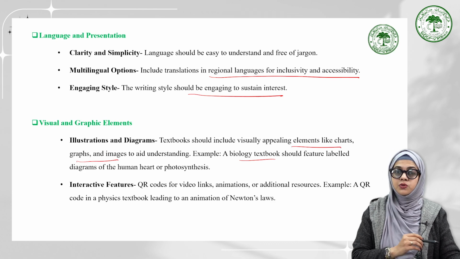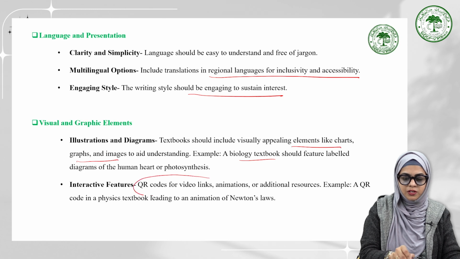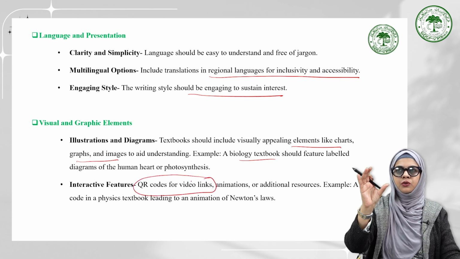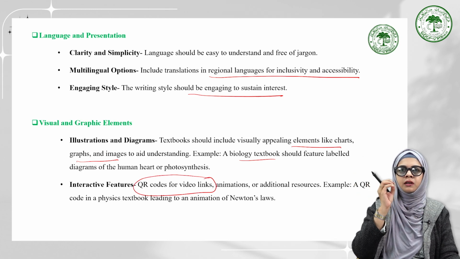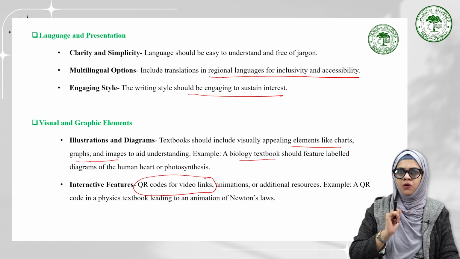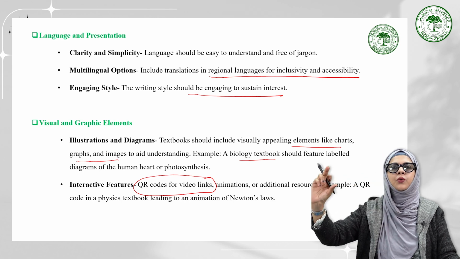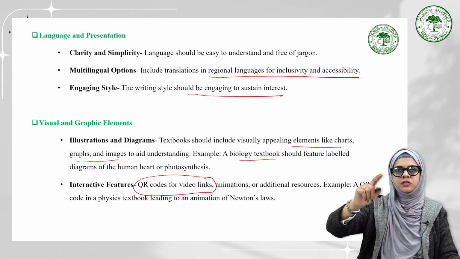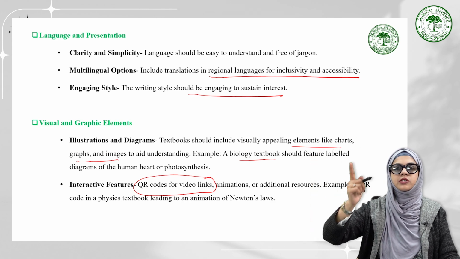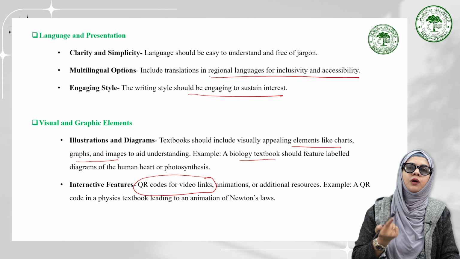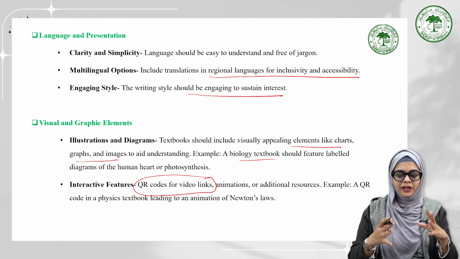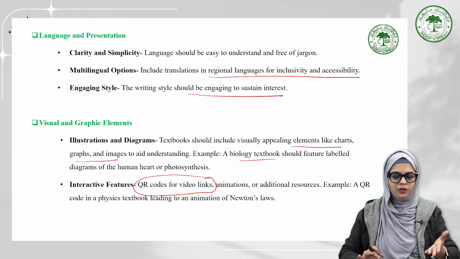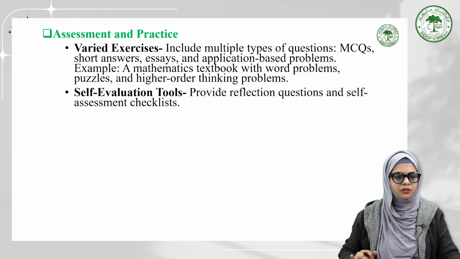Then interactive features can also be in the textbook through QR codes. You must have seen this: once you study a topic, for example the human heart, photosynthesis or Newton's law, a QR code is given. Once you scan the QR code, you go straight to a link where a video will be present, explaining that particular topic. An animated video would be there. So in a way, the textbook is supplemented by this. This is known as the interactive features in textbooks.